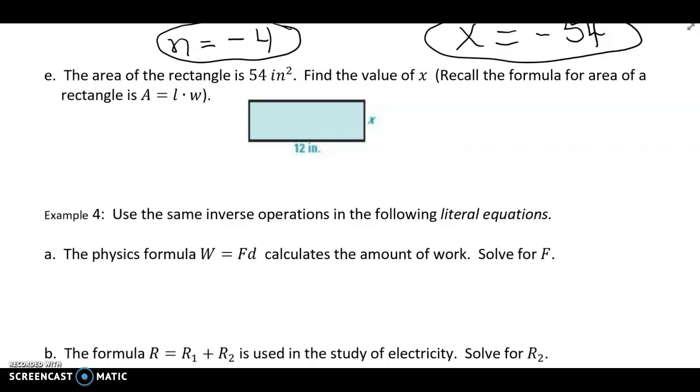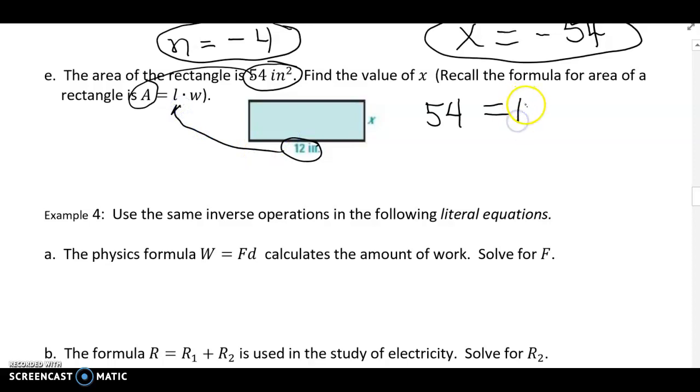Right, so since we know that's the area, that's our A. So we're going to plug 54 in for A. The length, that's going to be 12. So we're going to plug 12 in for L. And that's going to leave x for W, which is multiplied right here. Oops, we want x, not W. All right, so here we're using our known formula for area to write this equation.